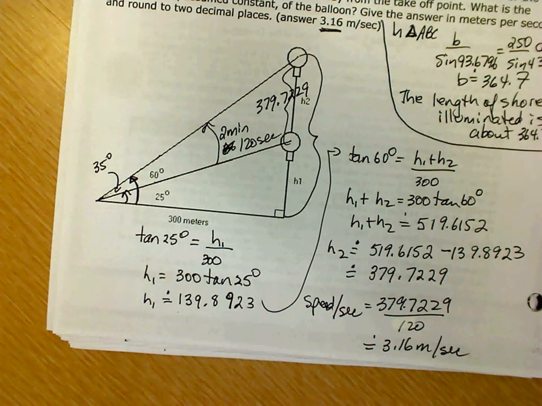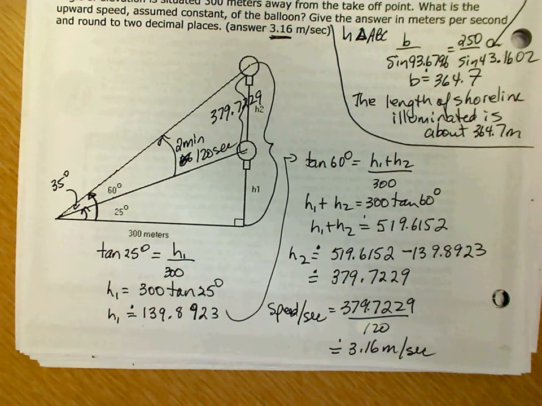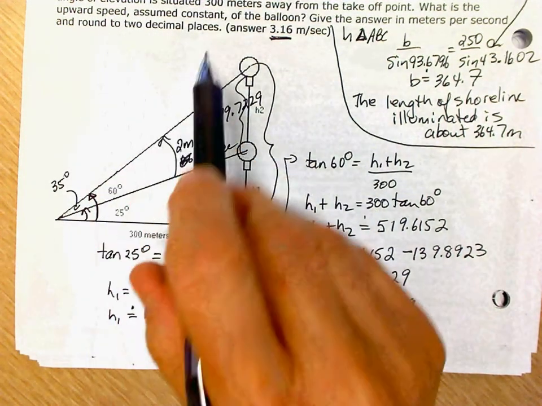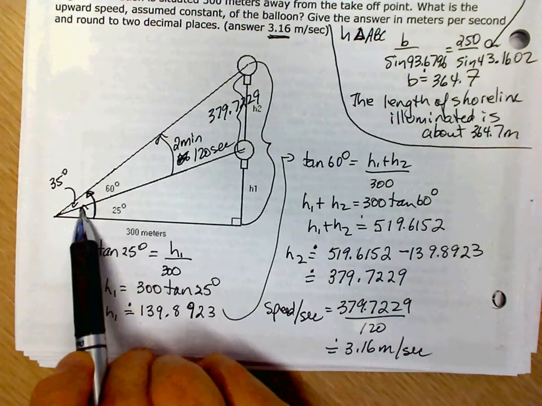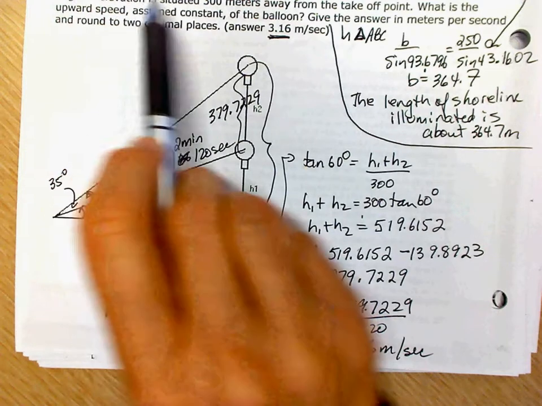Can I explain anything better? Any information here that's missing that you might need me to fill you in on? Oh, 2 minutes is equal to 120 seconds, right? Because we know it went from 25 degrees to 60 degrees in 2 minutes. It went from 10 a.m. to 10:02, so it's 2 minutes or 120 seconds.